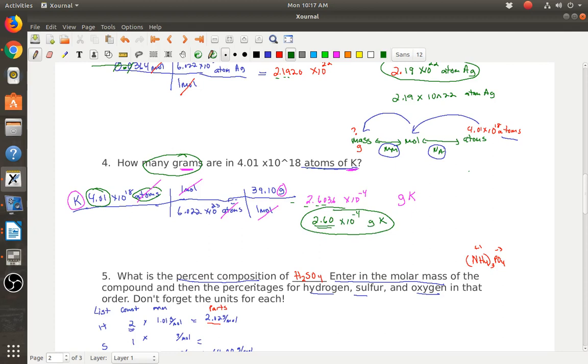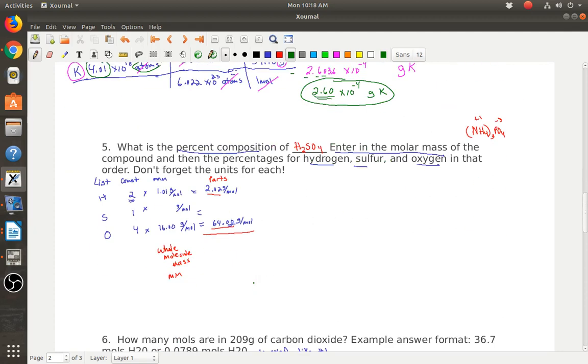Now we're going to do percent composition. And the percent composition requires you figure out the molar mass. We're going to do it for H2SO4, which is sulfuric acid. The first thing you do is you list the atoms. So I have hydrogen, sulfur, and oxygen. I count the atoms. I have 2 hydrogens, 1 sulfur, and 4 oxygens. Okay? So that's how I counted them.